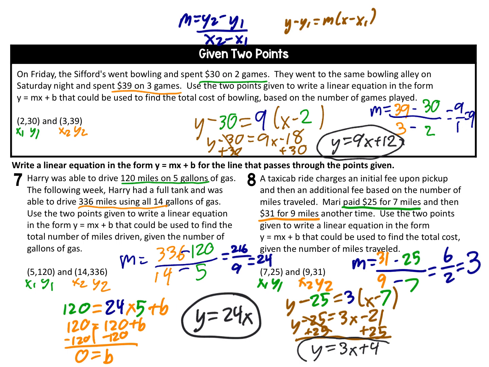Since this is in proper slope-intercept form, we are done. This means that the taxi cab ride charges an initial fee of $4 for pickup and an additional $3 for every mile.